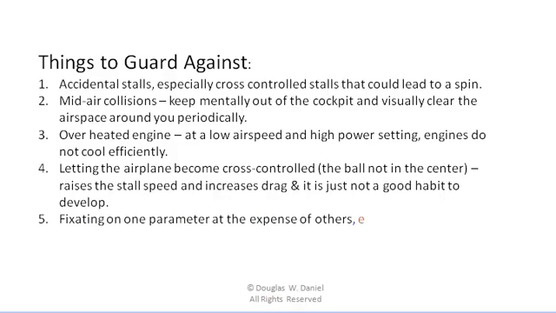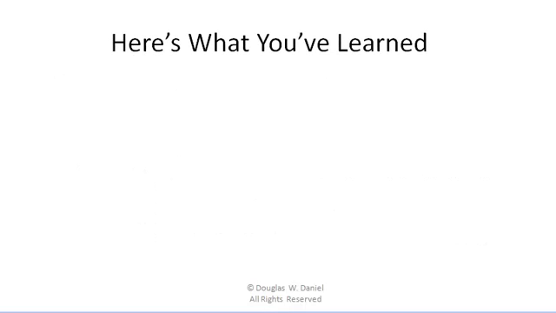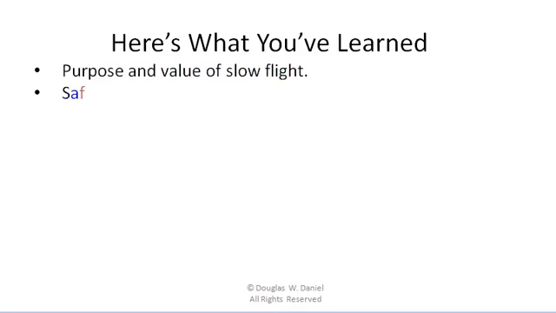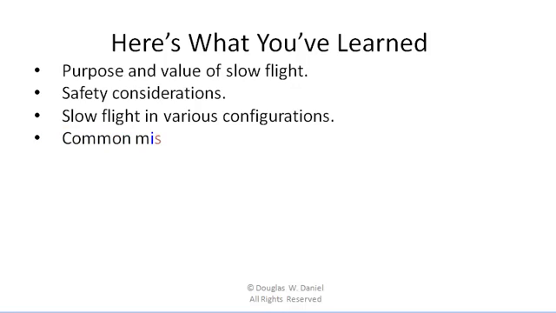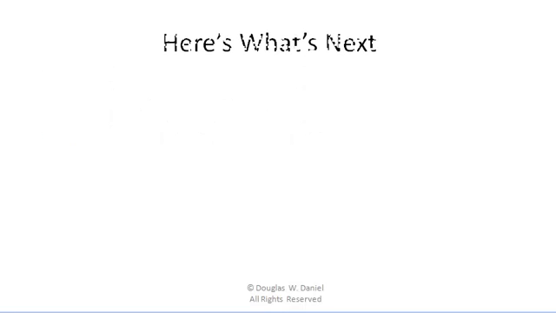Fixating on one parameter at the expense of others, for example, focusing on altitude and letting the heading wander, or any other combination. Here's what you've learned: the purpose and value of slow flight, safety considerations, slow flight in various configurations, and common mistakes.